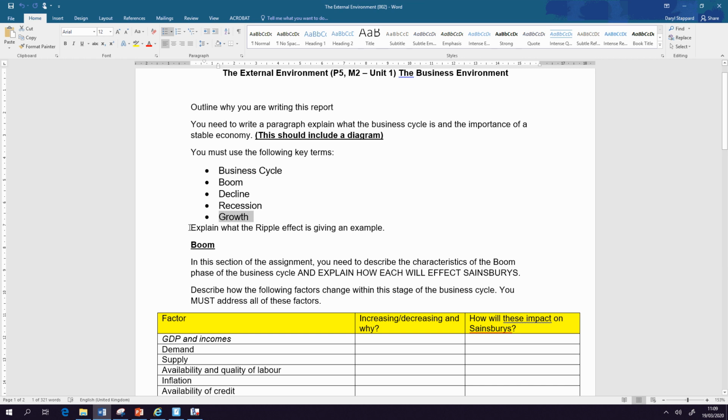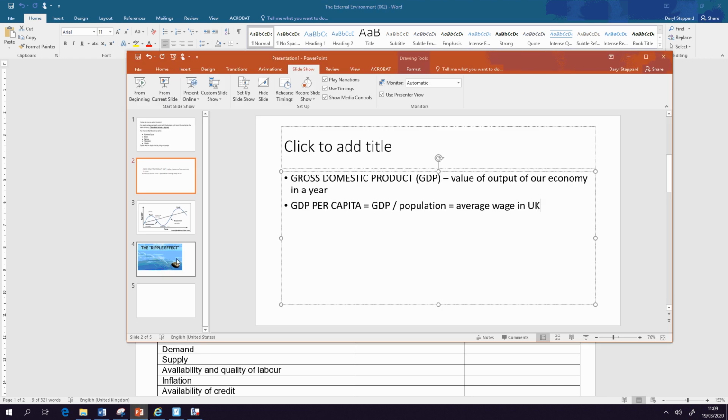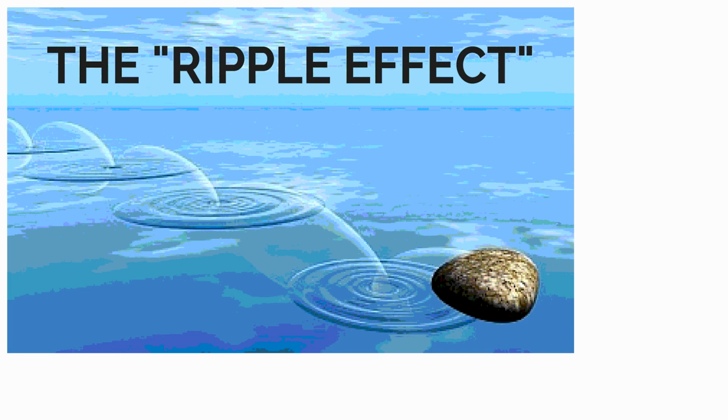Now the last section is this here, the ripple effect. Now to get your heads around this, I want you to think about this diagram. You've got here someone chucking a stone onto a pond. If you chuck a stone onto a pond, you get ripples. So, the water will move outwards. Now, a ripple effect in economics is also often called a multiplier effect.